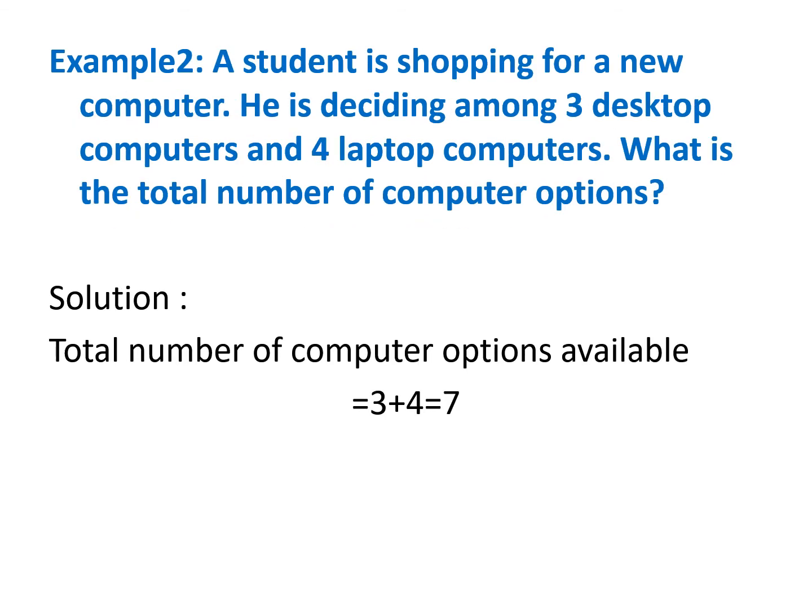Next example is, a student is shopping for a new computer. He has decided among 3 desktop computers and 4 laptop computers. What is the total number of computer options? So there is no restriction whether he wants to take the desktop computer or the laptop computer. So he is having 3 plus 4, which is equal to 7 choices, or you can understand it like this, he can choose either from desktop computers or from laptop computers.